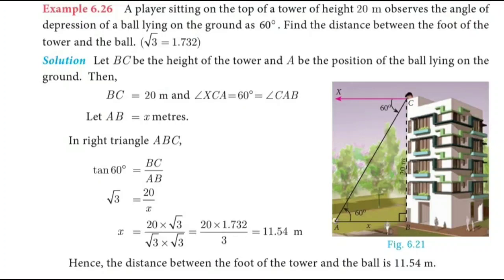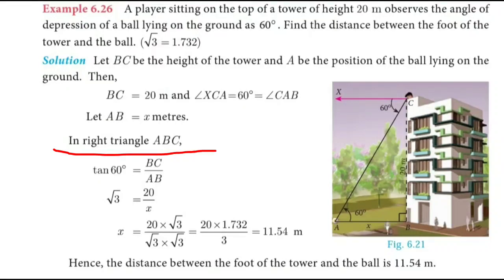Solution: let BC be the height of the tower, A be the position of the ball lying on the ground, and C be the observation point. Given BC is equal to 20 meter and angle XCA is equal to 60 degree. Then angle XCA is equal to angle CAB is equal to 60 degree, because alternate interior angles are equal. Let AB is equal to x meters.